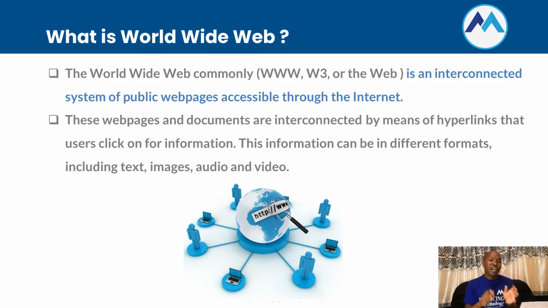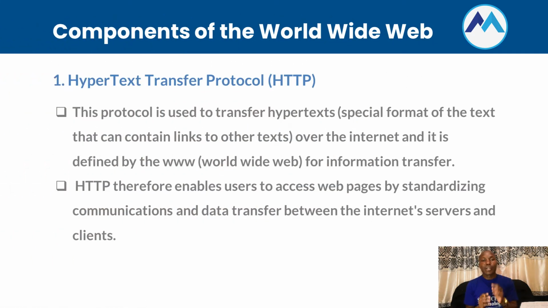Then the components that make up the World Wide Web include, number one, Hypertext Transfer Protocol, that's HTTP. This protocol is used to transfer hypertext, that special format of text that can contain links to other text, over the internet, and it's defined by the WWW for information transfer. This protocol defines how information needs to be formatted and transmitted, and the various actions web browsers should take in response to calls made to access a particular web page.